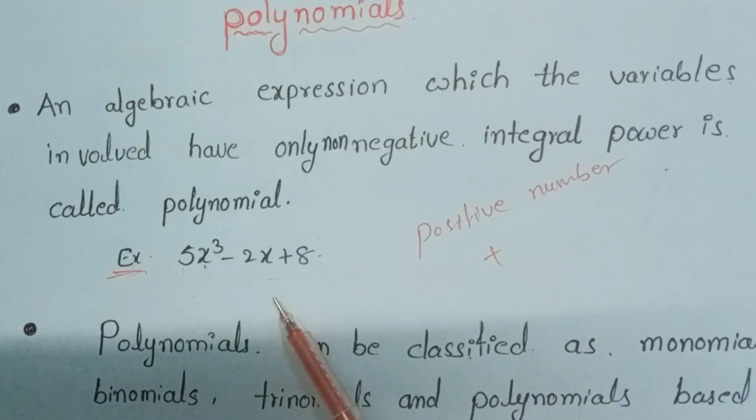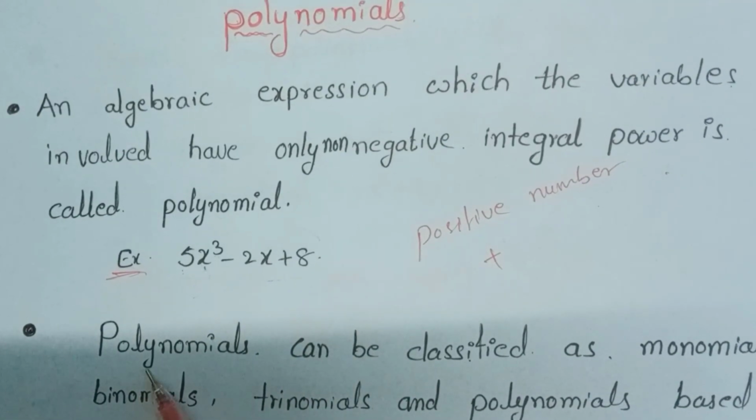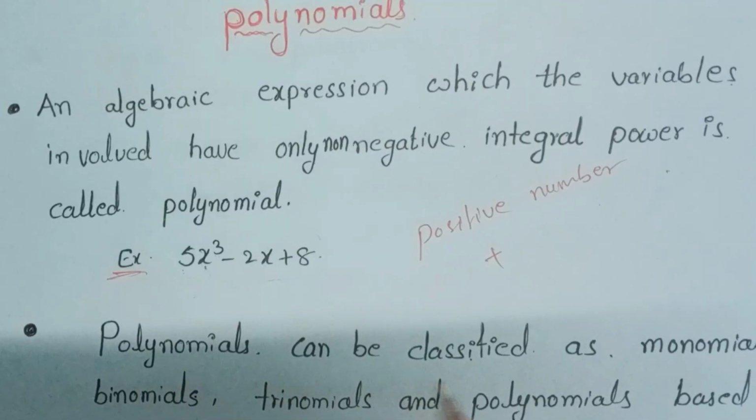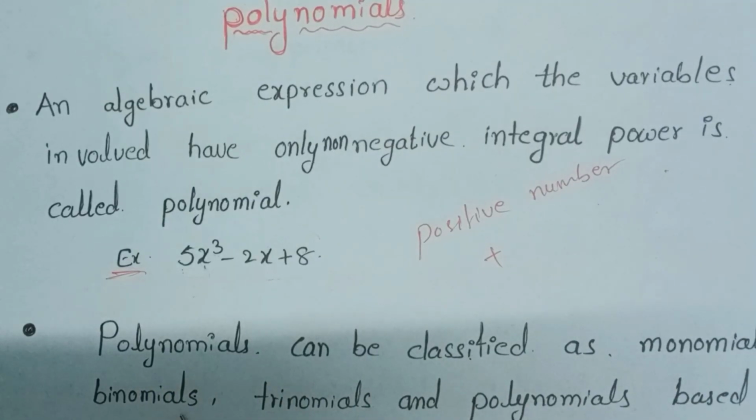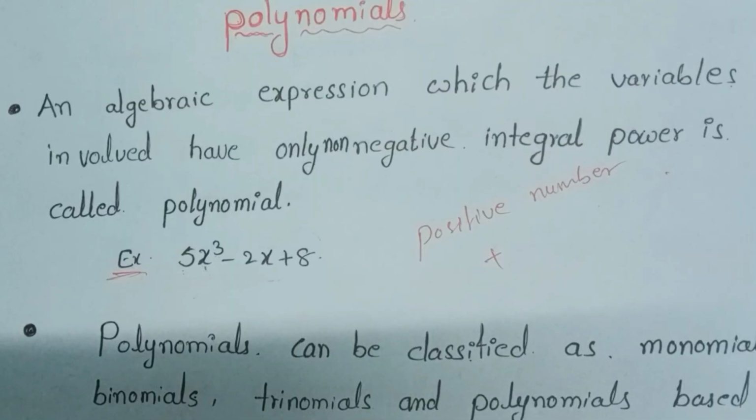Polynomials can be classified as monomials, binomials, trinomials and polynomials based on the number of terms they contain. Here we classify the polynomials depending on terms. What are they? Monomials, binomials, trinomials, polynomials. Let us go through them.